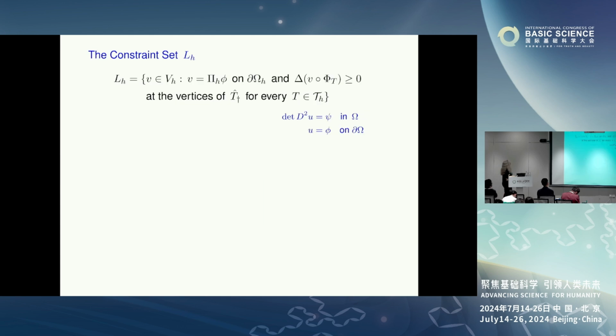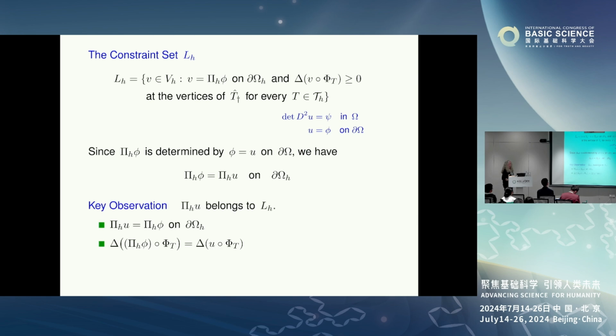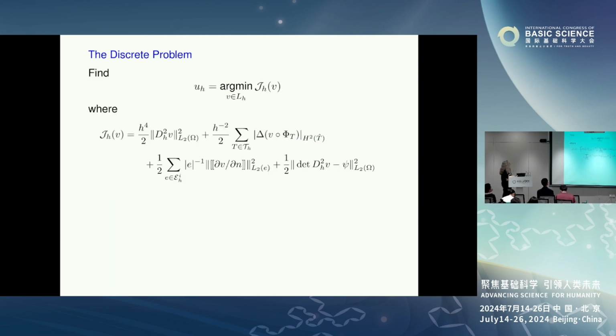So now we can define our constraint set Lh. Since pi h phi is determined by phi, which equals u on the boundary, we have this relation on the boundary of omega h. The key observation is that pi h u belongs to our constraint set Lh. So here's our discrete problem, which is to find a minimizer of this cost function.